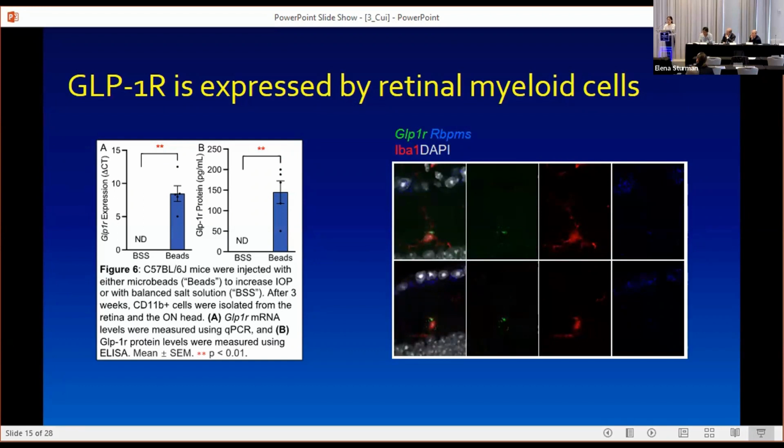And we stained for the RGC marker RBPMS and also IBA1 positive monocytes. And what's interesting is that we found the receptor expression in the IBA1 positive monocytes, but not RBPMS. So this tells us that yes, the receptor is expressed by retinal myeloid cells, but this expression is really only noticeable after intraocular pressure elevation, which is not something we initially expected.